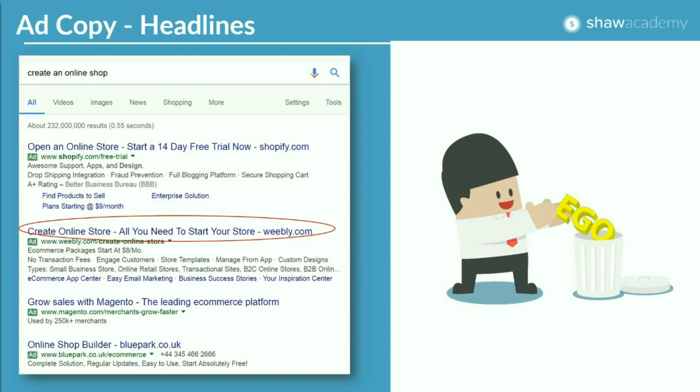So here's a perfect example of that. All you need to start your store. So try and leave your ego at the door. It'll give you much better results. You can even do an A/B test for yourselves using "we" versus "you" and see what happens.